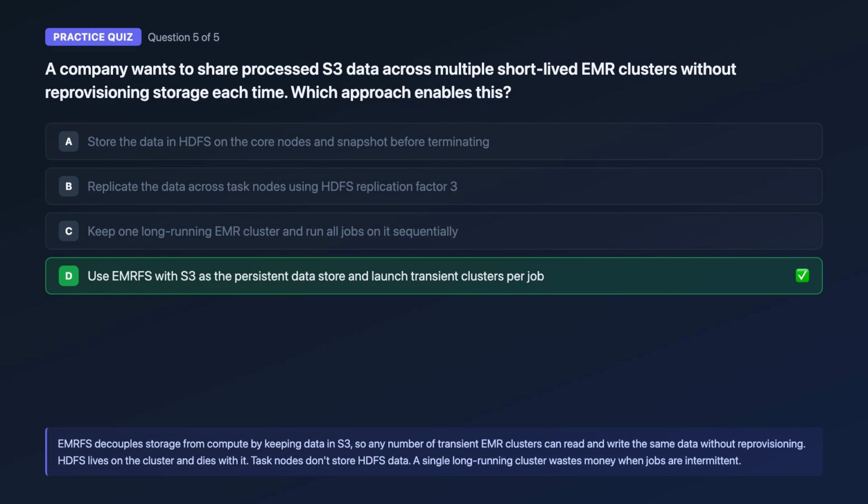EMRFS decouples storage from compute by keeping data in S3. So any number of transient EMR clusters can read and write the same data without reprovisioning. HDFS lives on the cluster and dies with it, so option A loses data the moment the cluster terminates. Task nodes don't store HDFS data at all. And keeping one long-running cluster wastes money when jobs are intermittent. EMRFS plus transient clusters is the textbook pattern for decoupled storage.